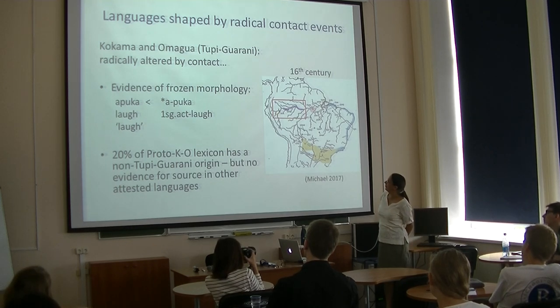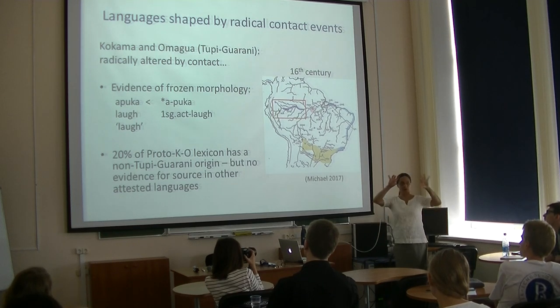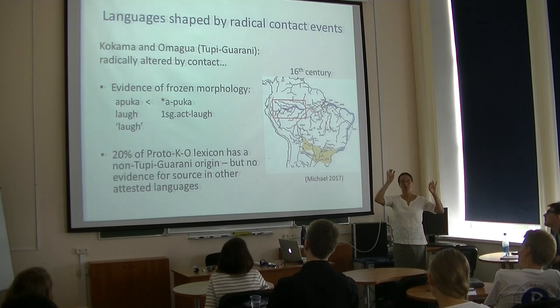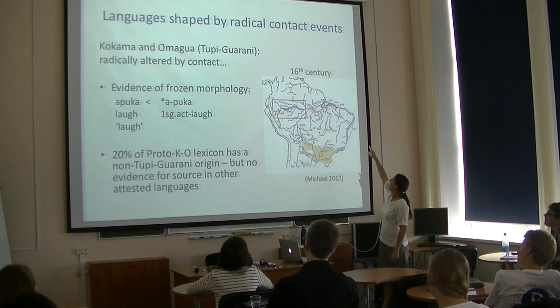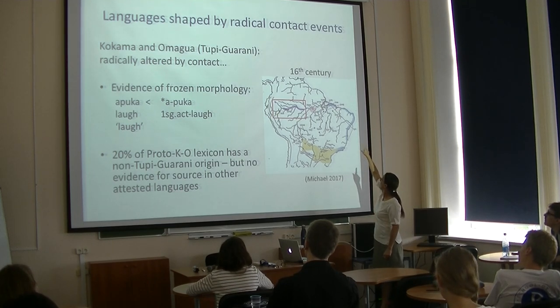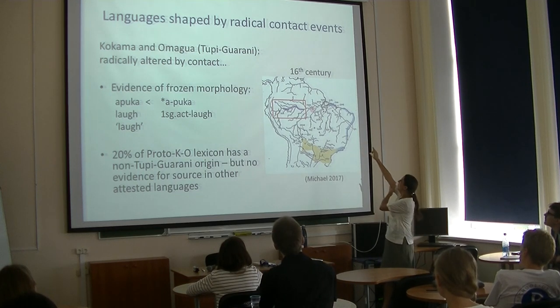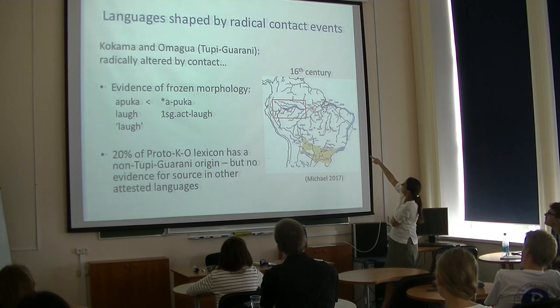But Lev's work and his colleagues' has pointed out that Kukama, Omagwa, and Tupinambá are a subgroup within Tupi Guarani. So the argument is that they would have broken off from Tupinambá, which is the antecedent of Nheengatu, or Lingua Geral. So that's the blue shape here.